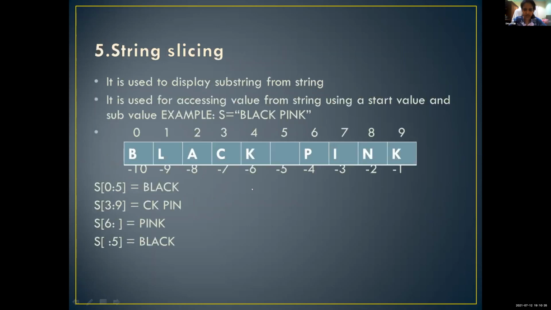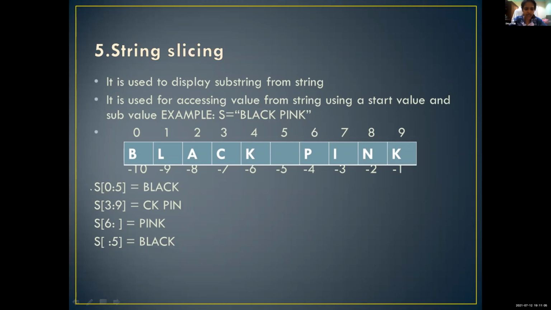The next topic is just an introduction to string slicing. As the name suggests, it is used for slicing a string to display a substring from the string. It is used to access values from a string using a start value and a stop value. So for example, you can take a string here as BLACKBOARD. There are actually 10 values, indexed from 0 to 9. Here both forward indexing and backward indexing are written.